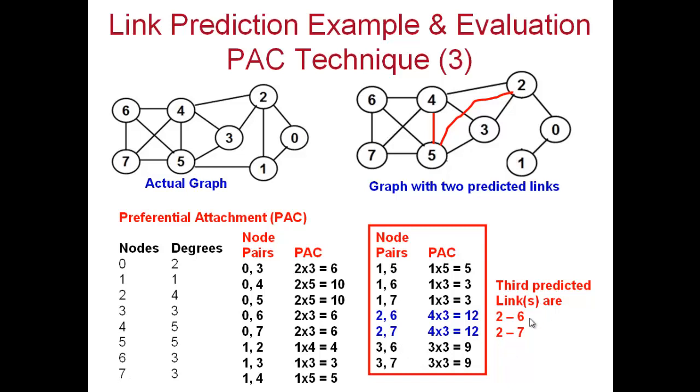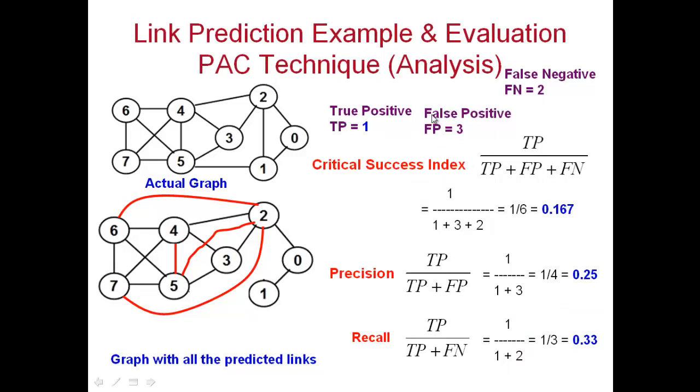So that's the third. Even though you are expected to predict only one link, since the two node pairs have the same largest PAC score, we just say both the links could be predicted to exist. So the third predicted links are 2, 6 and 2, 7. That is how I call it. So totally we have 4 links that are predicted, even though we expected to predict only 3. Because of the tie, we have predicted 4 links based on the JSE technique.